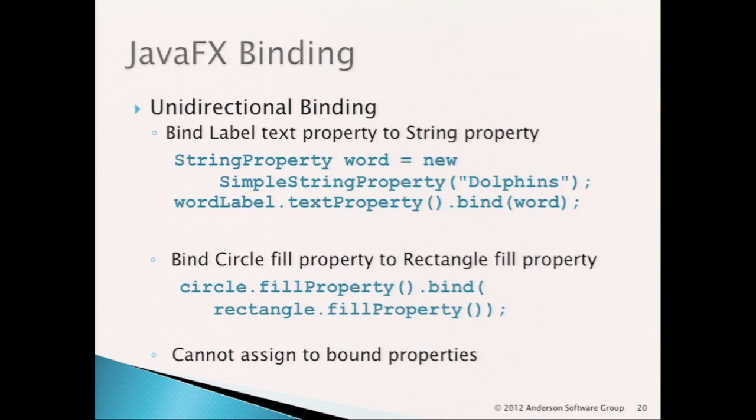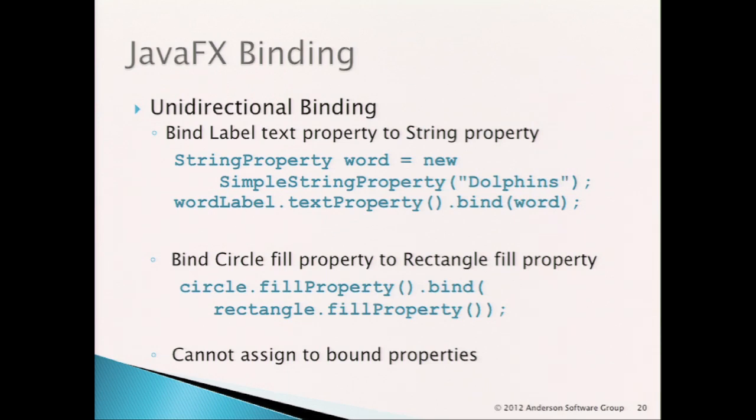String property word equals new string property dolphins. It's just like creating a string in Java, except we're using a string property instead. Here it is, one line of code: word label dot text property dot bind word. That will make it so that when Gail types in something, when the string property word changes, the word label's text property automatically updates. So think about this as setters and getters being done for you behind the scenes by somebody else. And event listeners, right, because there are event listeners going on here as well.